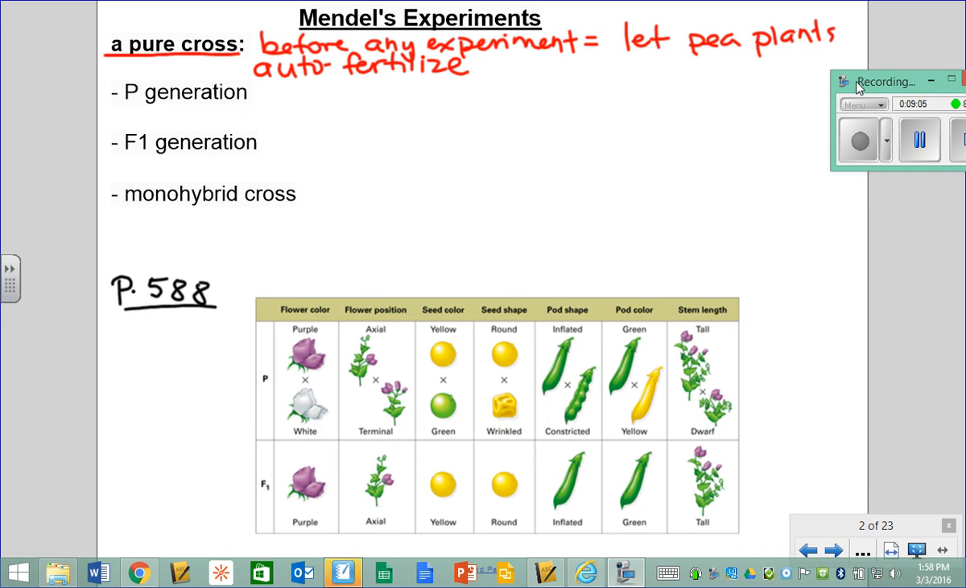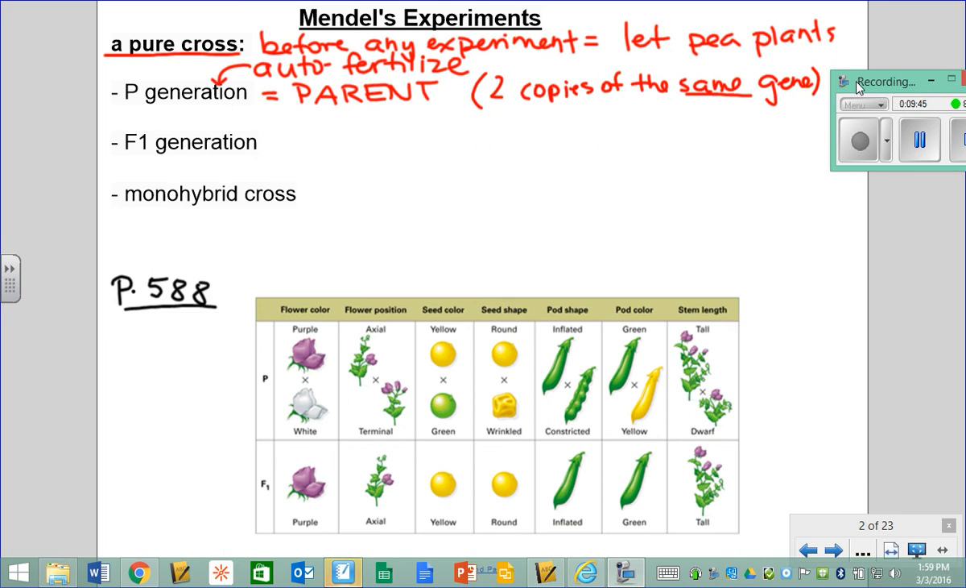The P generation stands for parent. And that's what he did with those auto-fertilized pea plants. So the P generation were the parents, and they were always genetically pure. That meant that they would always have 2 copies of the same gene. So he always made sure that that's how his experiments started.